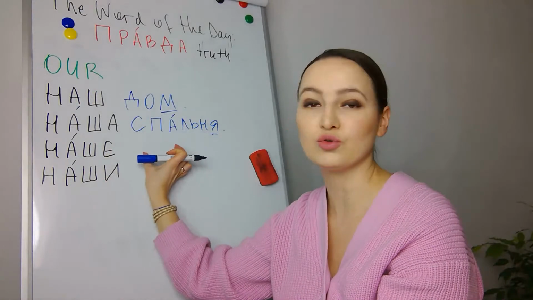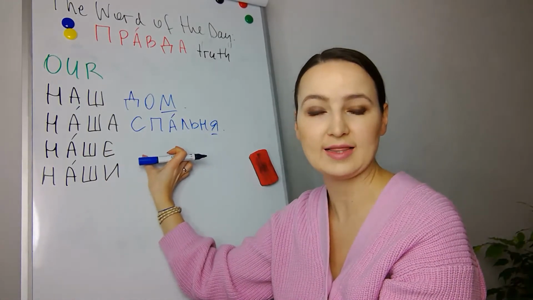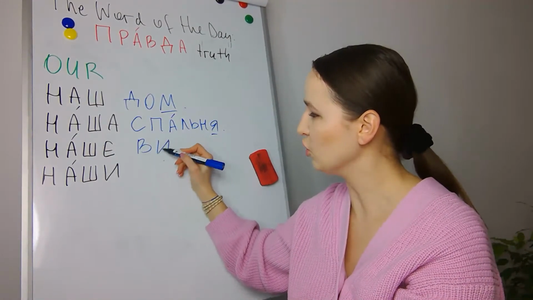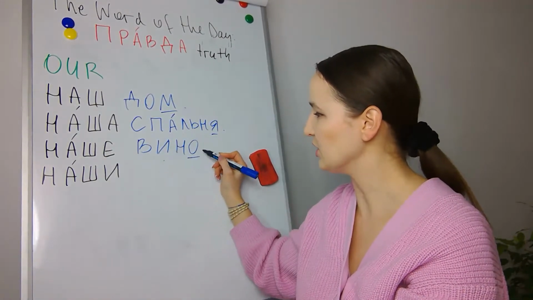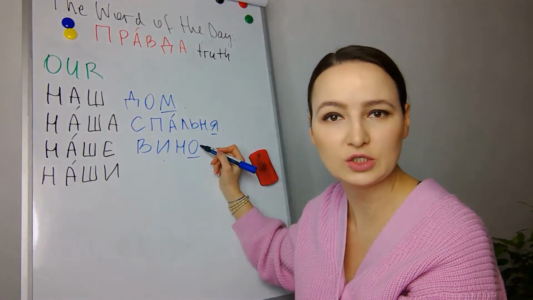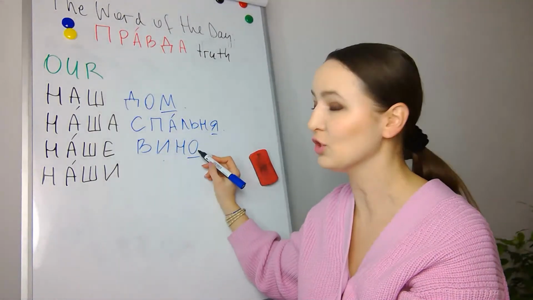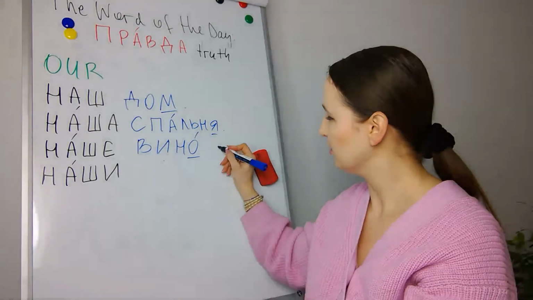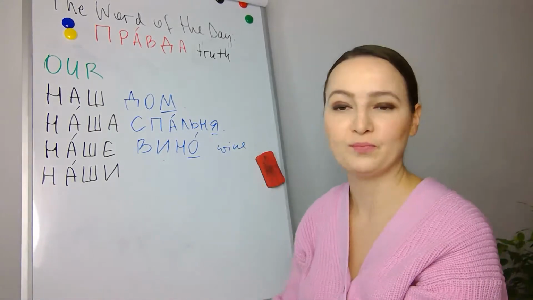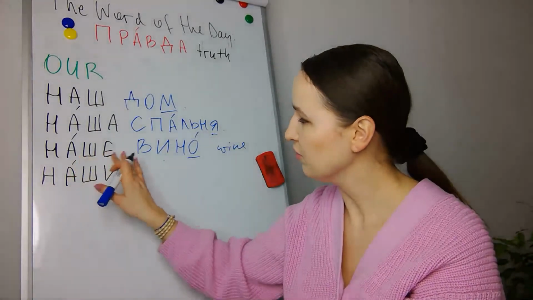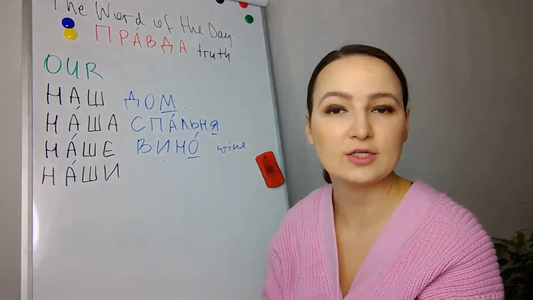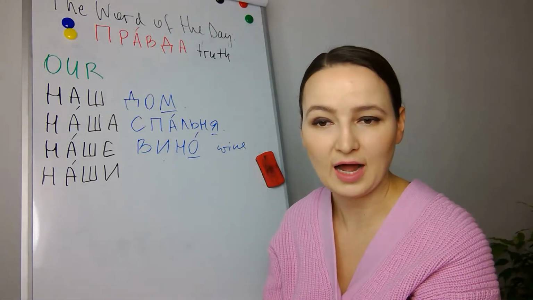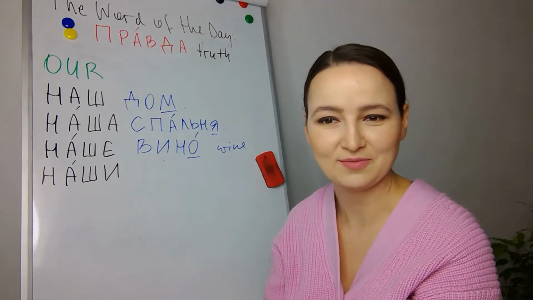Наше, our, in neuter. So here we should put a noun in neuter. And let's write here вино, wine. It ends in o, so obviously it is neuter. All the nouns that end in o are neuter. Вино means wine. Наше вино. Don't forget to practice with me out loud and copy my pronunciation. Наше вино.